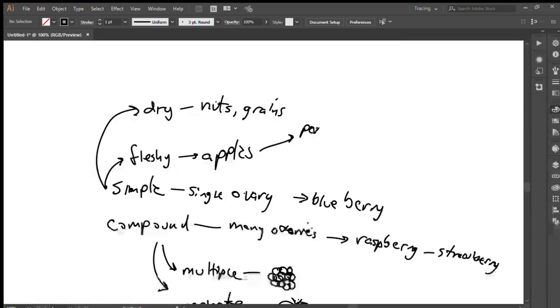Fleshy fruits have a bunch of different ways we can classify them. Pomes, drupes, berries, and modified berries.